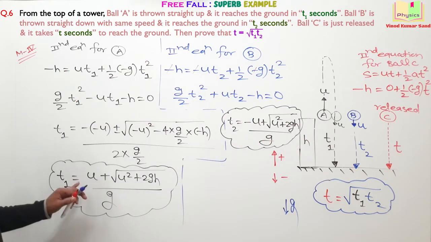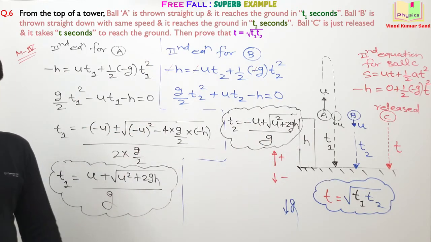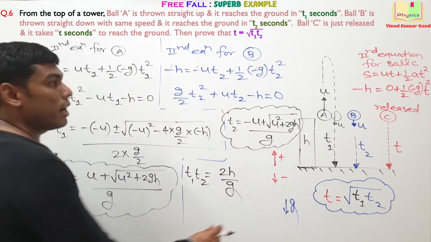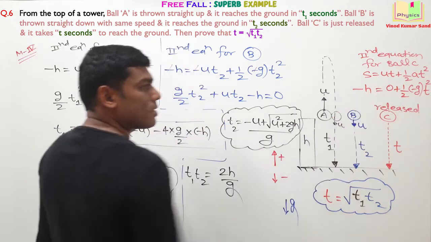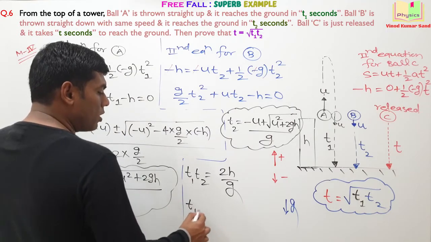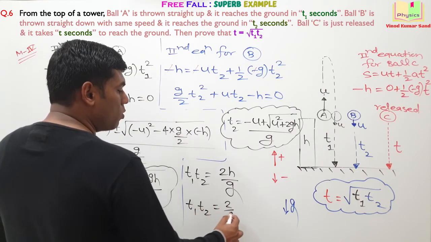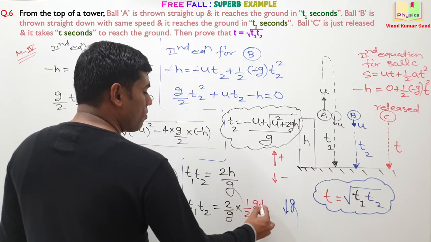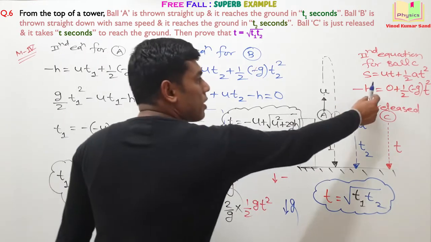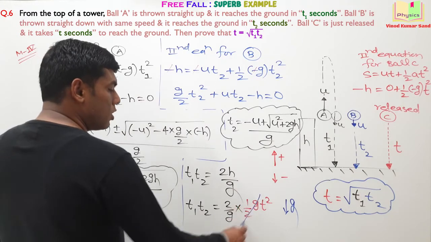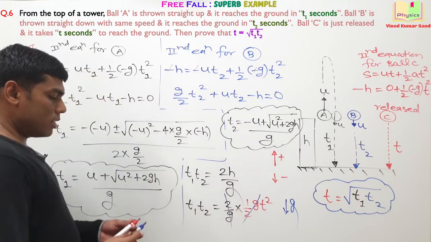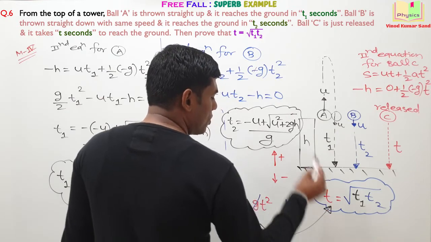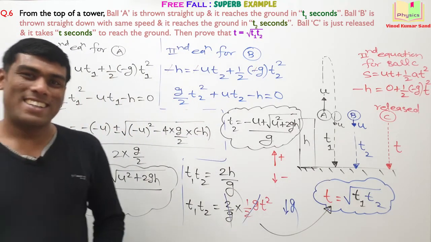Okay, we have t1 as well as t2. Now I'm multiplying them, and the value of h I can substitute from here. So t1 t2 is equal to 2h by g. h is half g t square from here. Okay, this g by 2 and this g are getting cancelled out. I think we are getting the same answer again.